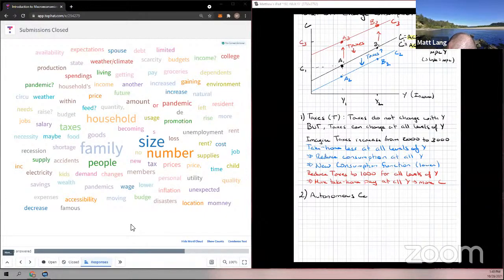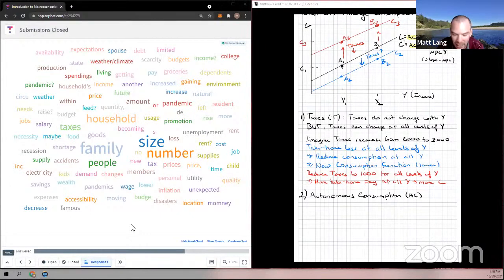All those things that you said, other than taxes. Hey, our consumption could change because of the pandemic. Well, how do we factor in the pandemic? The pandemic is just autonomous consumption changing. You're changing the amount that you spend, but not necessarily because of your income. It's because of something else going on. Same thing with weather. Why would you buy less during a snowstorm? Well, not because your income went down necessarily, but because you can't actually get to the store.